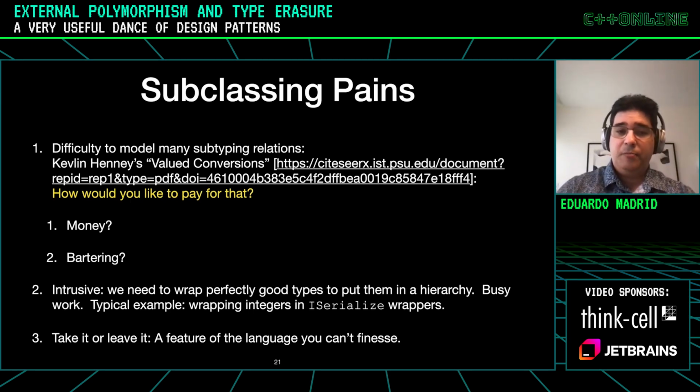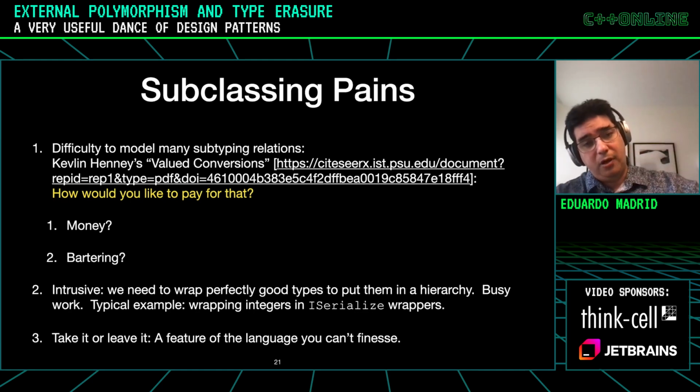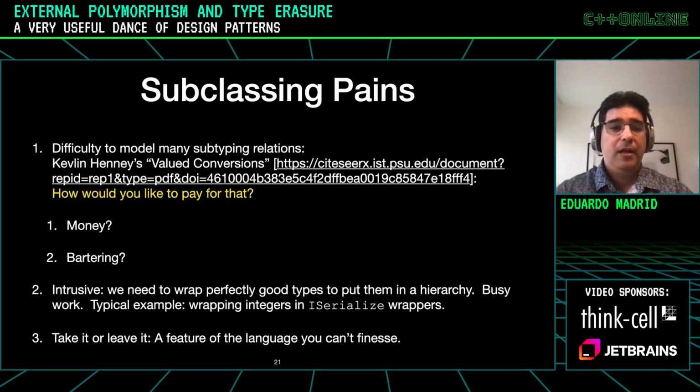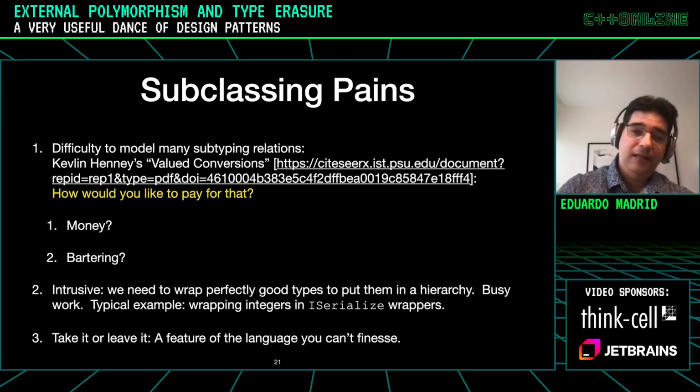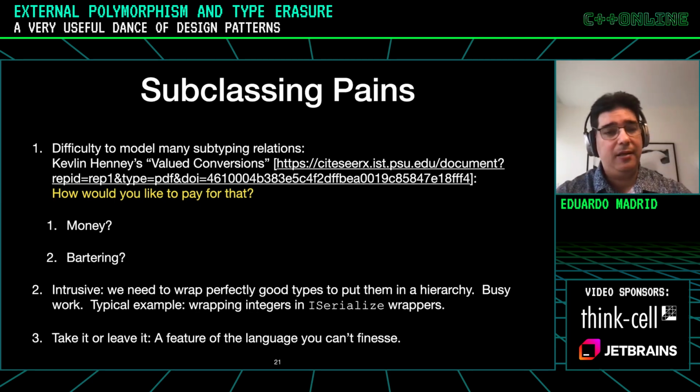The most important problem is something that I never hear described to any degree of completeness. And my best recommendation for you guys and gals to understand what is the real problem of subclassing for subtyping is to read a seminal article by Kevlin Henney that is called Value Conversions. You can see the URL in the slide. If push comes to shove, if you don't get this slide deck, then you can type manually the URL.